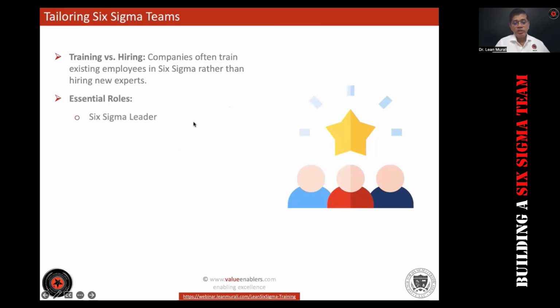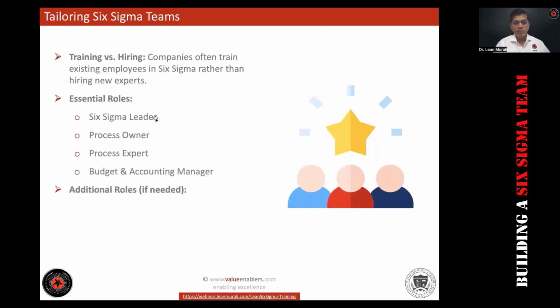So the essential roles are Six Sigma leader, process owner, process expert, budget and accounting manager. These are some essential roles. And this is something you can just take notes on. There's nothing technical about it. You just have to remember. That's all. You just have to get a feel of what these roles are.